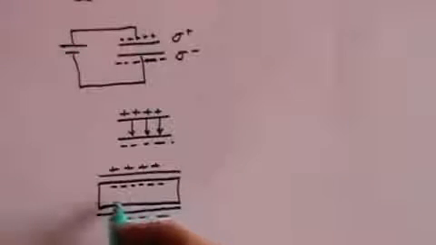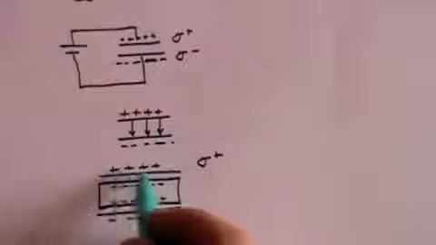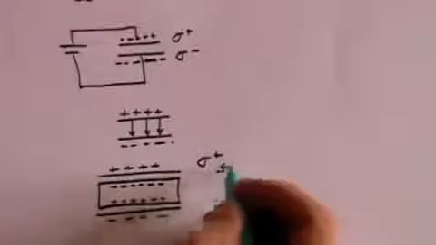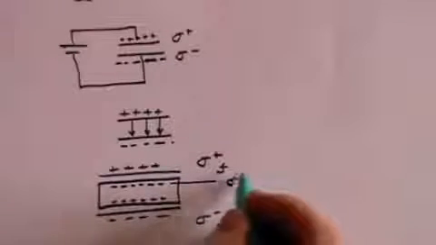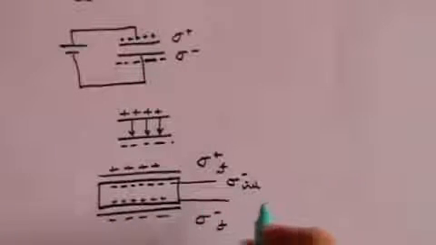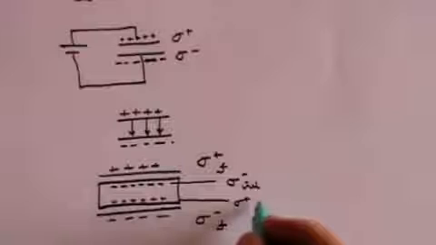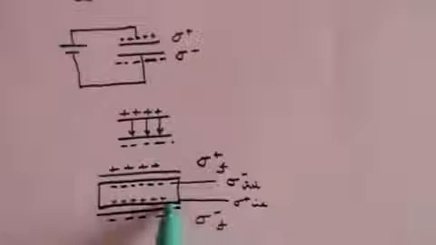And likewise, at this edge, the electrons will be repelled, leaving an induced positive charge. So here you've got the surface charge on the plate, which we're going to call the free charge. And here you've got the negative free charge on this plate. But here you've got a negative induced charge on the surface of the dielectric. And here is a positive induced charge on the surface of the dielectric at this end.